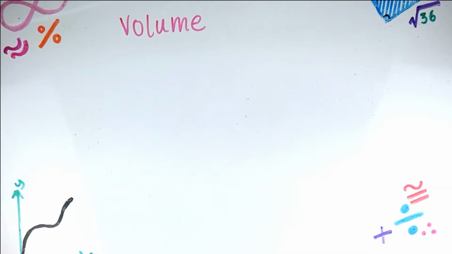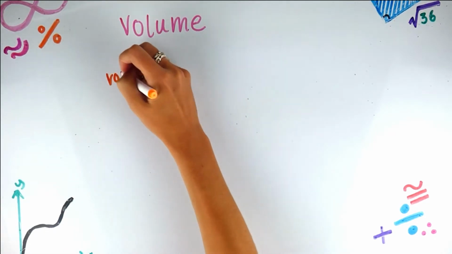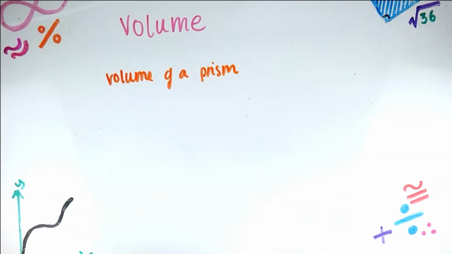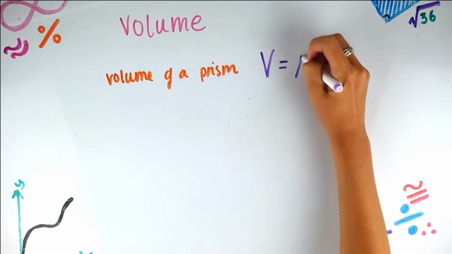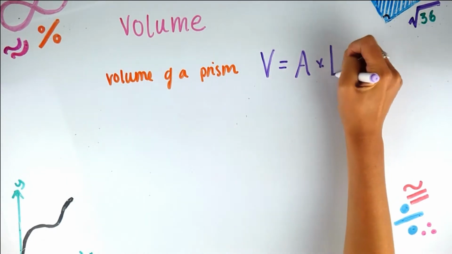So this video is on volume. I know this isn't the volume that you turn your TV up on or anything. This is volumes of 3D shapes. So the formula for a volume of a prism is VAL, V equals A times L.